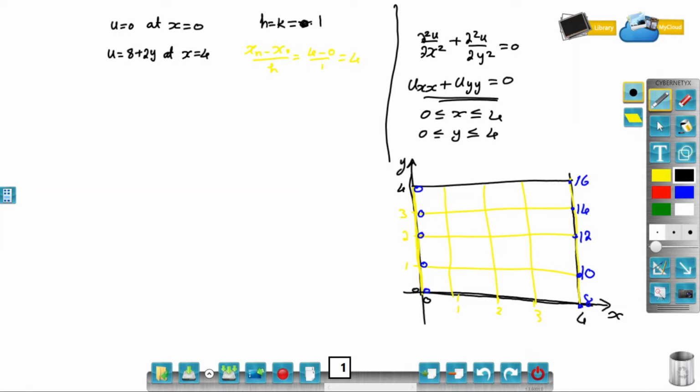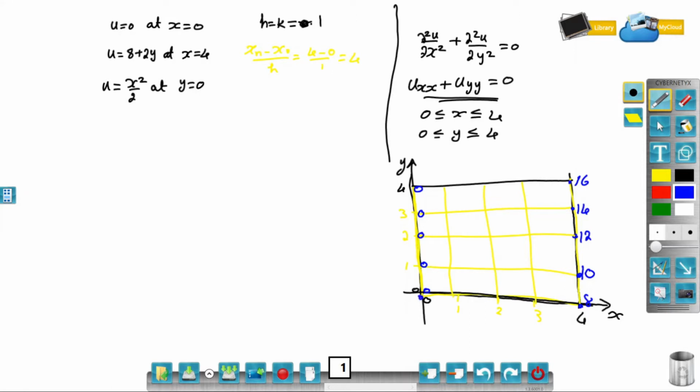What is the third boundary? u = x²/2 at y = 0. So what is the y = 0 line like? This is the y = 0 line. So now take the first point, take this point.